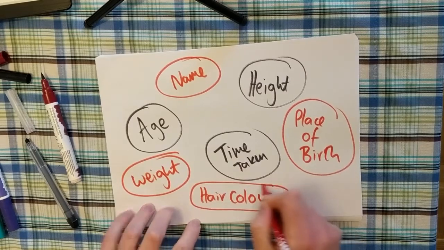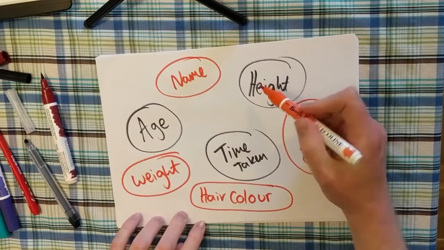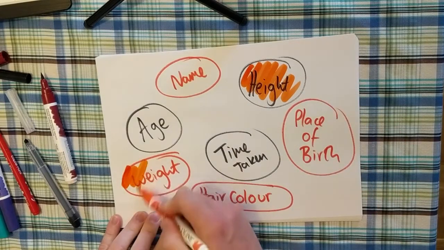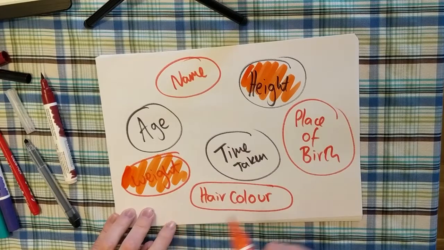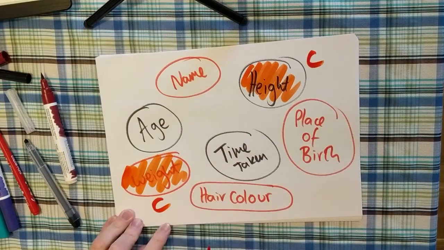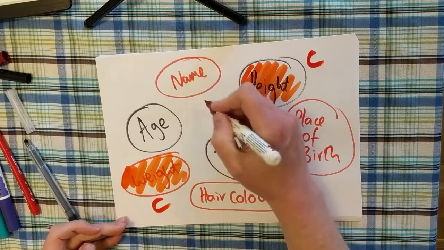And some of them are really obviously things you measure. So you definitely measure height. You definitely measure weight. Okay? Those two things are definitely something that's measured. So that's continuous data. That's continuous data. Something which is obviously a word, name, that's going to be qualitative.